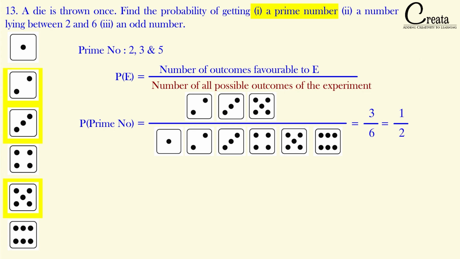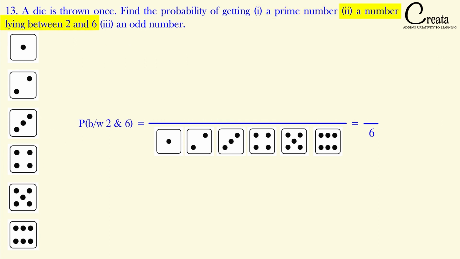Got it? Here the trick is to identify what are the prime numbers. So you should know the other concepts of mathematics too. Okay? The second part is a number lying between 2 and 6. So we have to find the probability of rolling the die and getting a number between 2 and 6. So what are the numbers between 2 and 6? We got 3 numbers between 2 and 6, which are 3, 4 and 5. So what is the probability of getting the number 3, 4 and 5 when rolling the die?